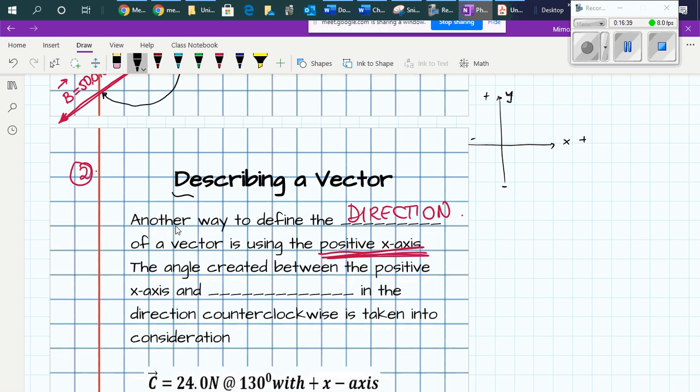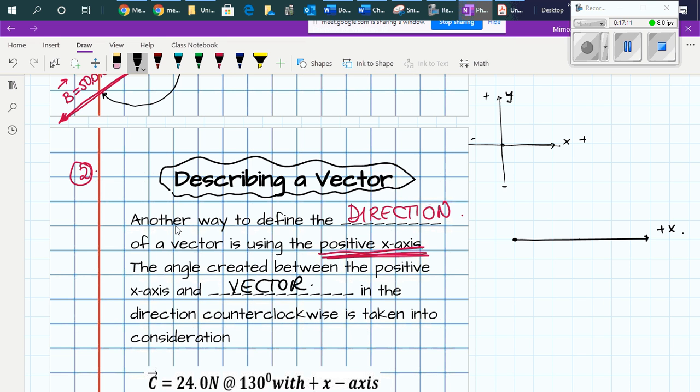Now, a different way to describe a vector in terms of the direction is by taking the positive axis. So this is the positive x-axis, and then the angle that is created between the positive x-axis and the vector in the counterclockwise direction is taken into consideration.